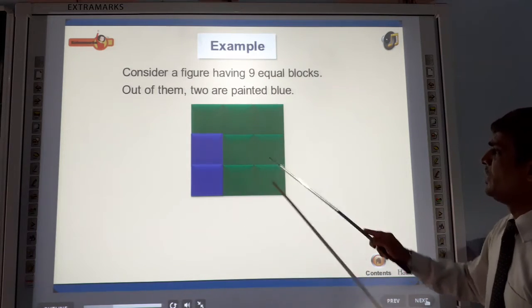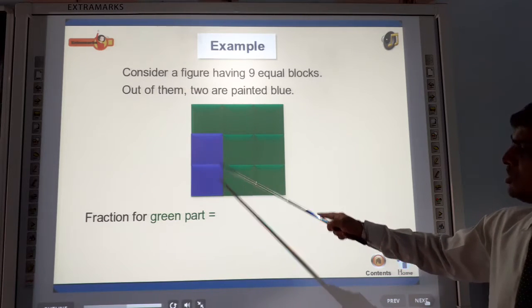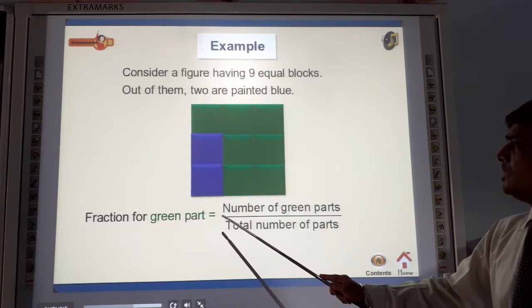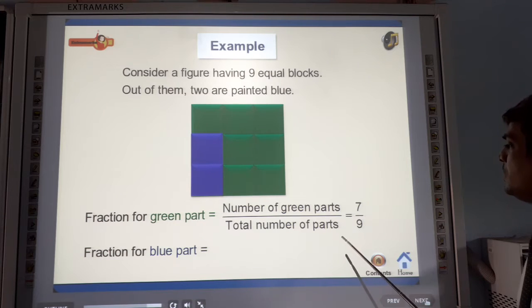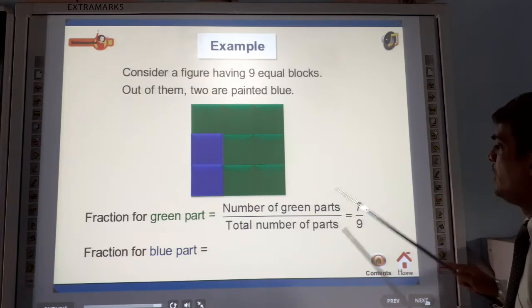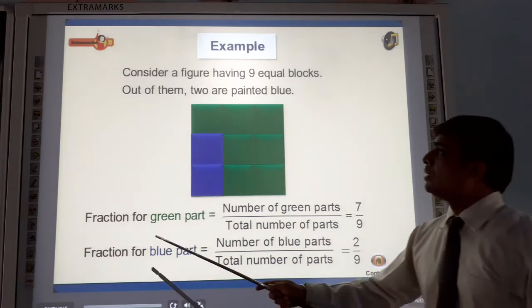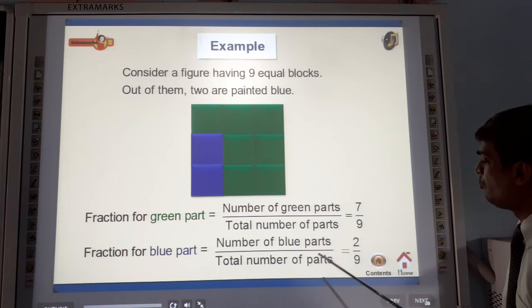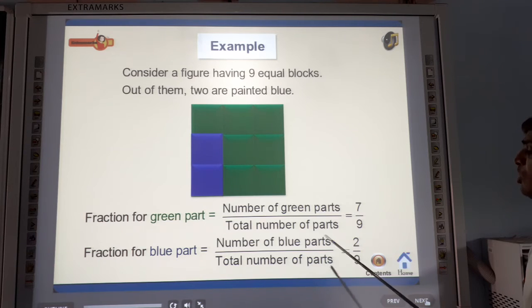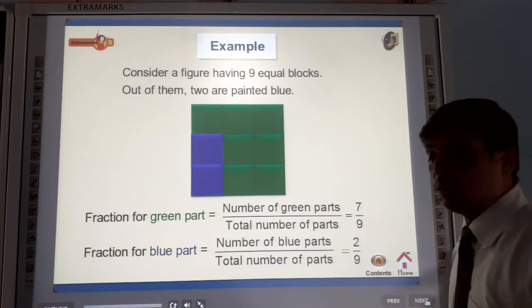1, 2, 3, 4, 5, 6, 7, 8, 9. And number of blue boxes is 2. Fraction of green part is equal to number of green parts upon total number of parts. Number of green parts 7 and total number of parts 9. So fraction is 7 upon 9. And fraction for blue part is number of blue parts 2 upon total number of parts 9. So fraction is 2 upon 9.